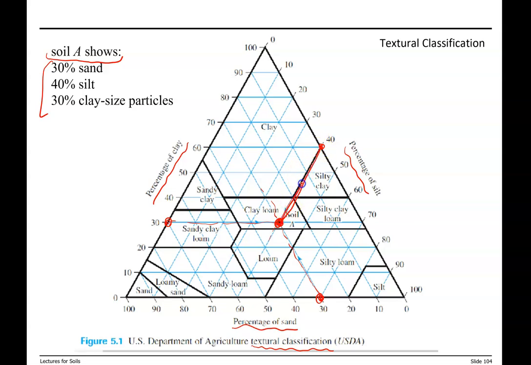These three lines meet each other in this area, and therefore we can describe this soil as clay loam. That's soil A. This is called a textural classification. This is good for agricultural purposes, but it doesn't provide us with the information needed for a construction project.